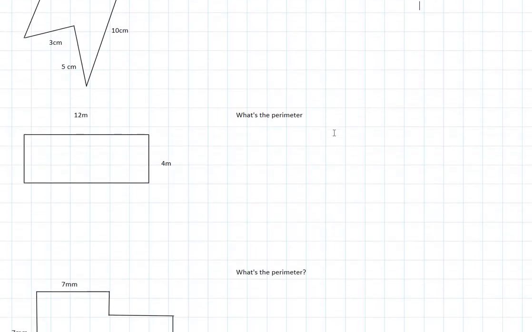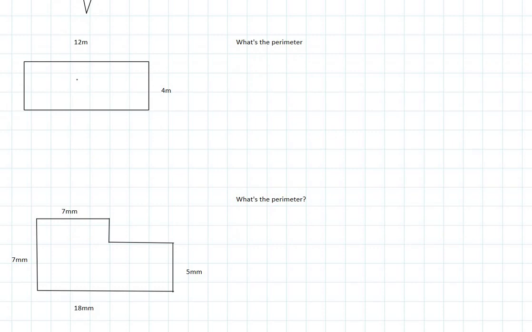Okay, and a common question is maybe asking you about a rectangle, and you just need to bear in mind that the opposite side's the same. So that's 12 metres there. Okay, and then 4 metres on the other side. Okay. So again, let's start from the top and go around clockwise. We're going to have 12 add 4, add 12, add 4. 12 add 4 is 16. Add another 12, 28. Add on 4 is 32. And this one's in metres.